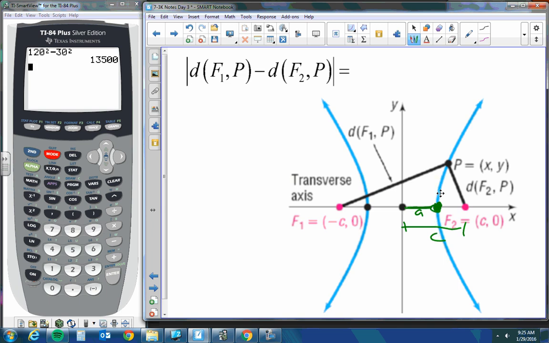Now, here's the deal. What I need is the distance from this point to each focus, right? But I don't really have a name for this distance here. I'm just going to make up a name. I'll just call it Z, for that little part there. It really is C minus A, but I'm just going to call it Z. Now, that's one of the distances. What is this other distance from this point to the other focus?